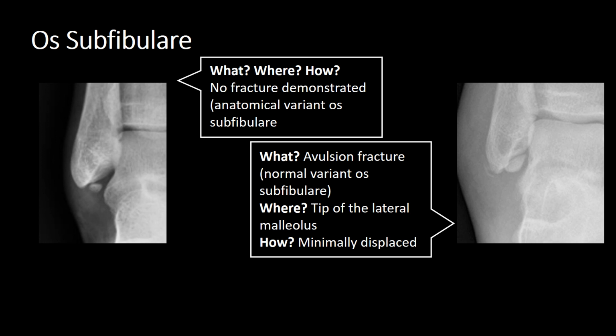So, on the left, what, where, how? No fracture demonstrated. Anatomical variant os subfibulare. On the right, what? It's an avulsion fracture. Normal variant os subfibulare. Where? Tip of the lateral malleolus. How? Minimally displaced.